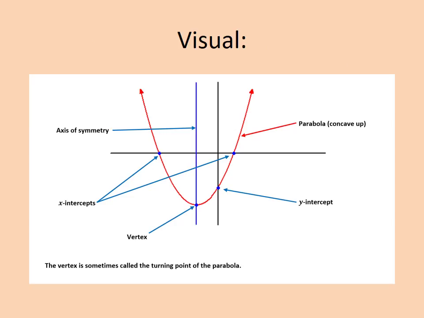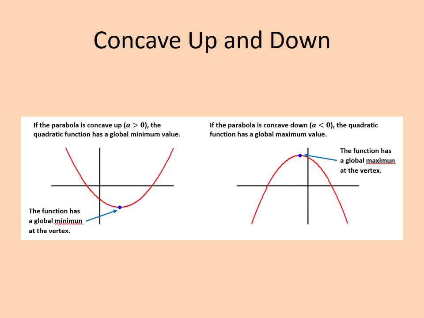Here's a more detailed visual of a parabola opening up. Here's the vertex down here. Here's the y-intercept. Here are the two x-intercepts. This is the line of symmetry, or the axis of symmetry. And you can see that the parabola is opening up. When the a value, which is the leading coefficient, is positive, the parabola opens up, as you can tell by this graph.